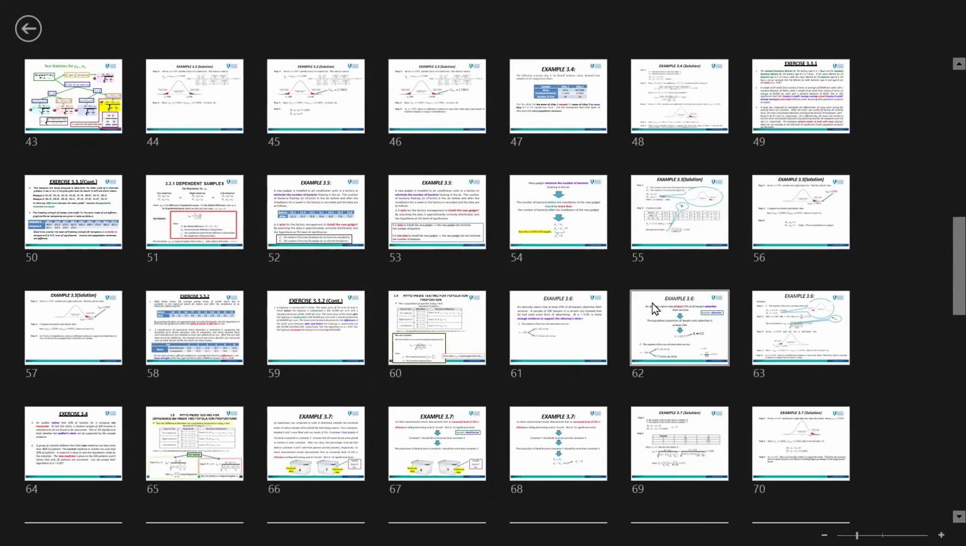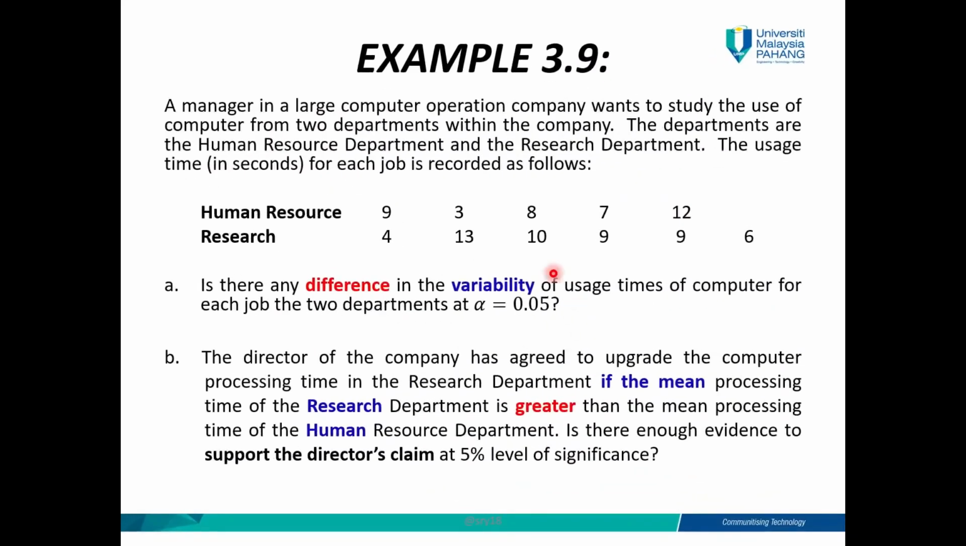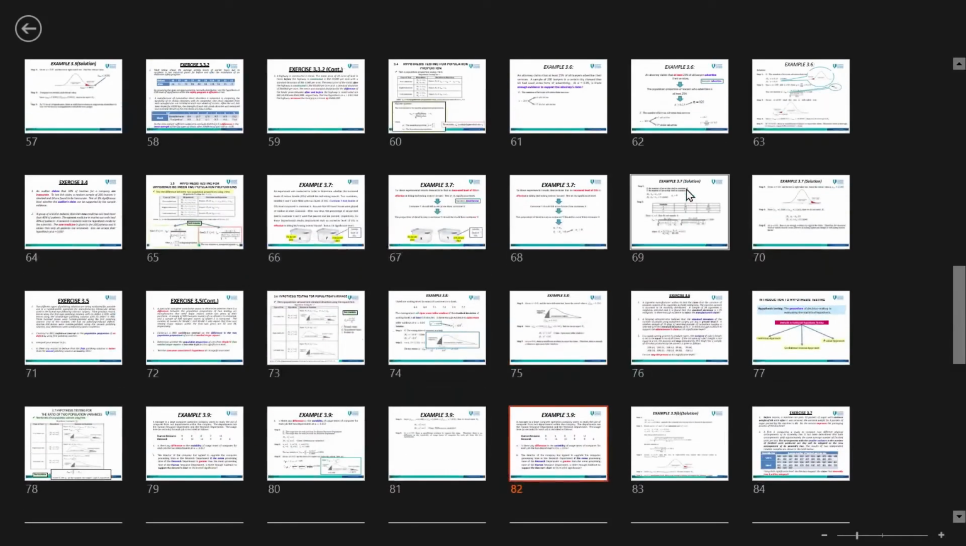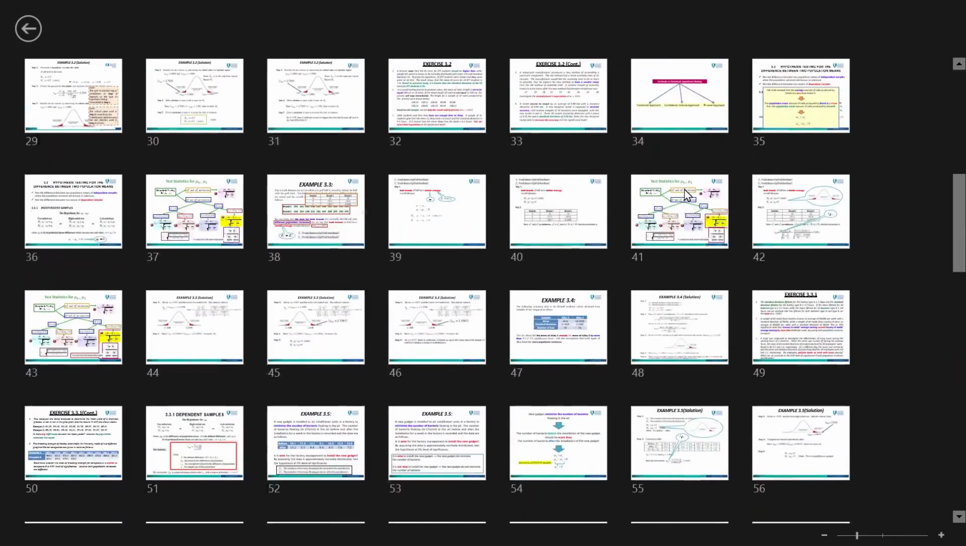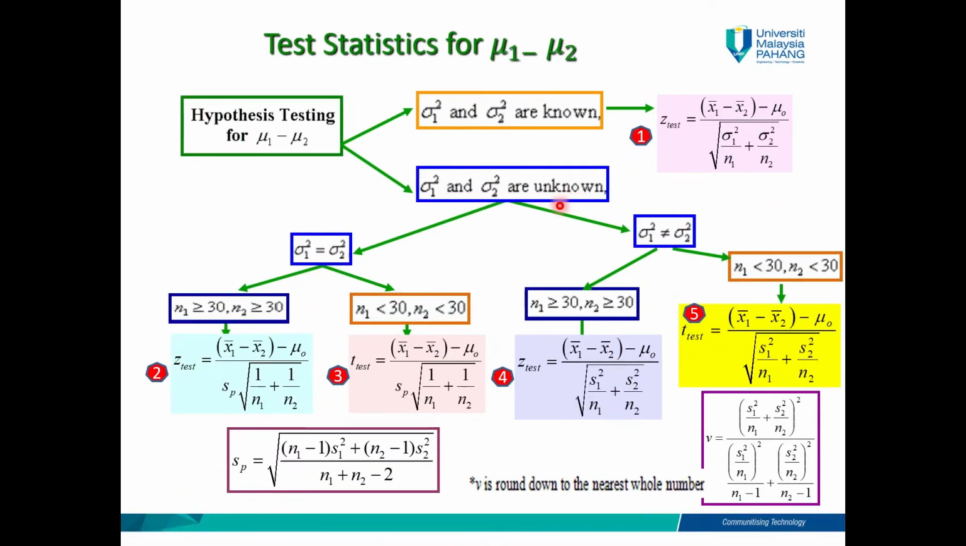So let's take a look at our question just now. Which type is this? Obviously there are no population variances given in the question. So this is the case of sigma square 1 and sigma square 2 unknown, and the sample sizes are less than 30. Sigma square unknown with sample size less than 30 is either this t-test or this t-test. Both are sample size less than 30, sigma square unknown. So which one should you use, the third or the fifth formula?